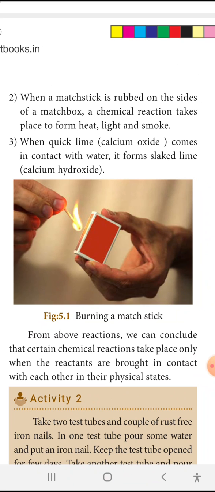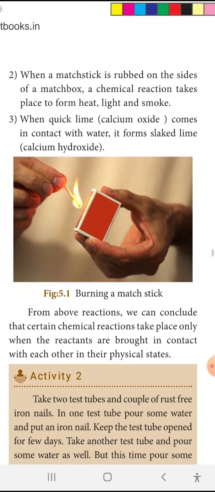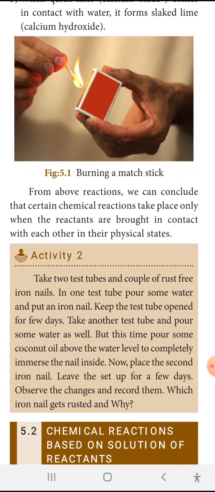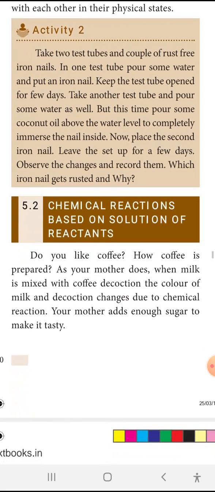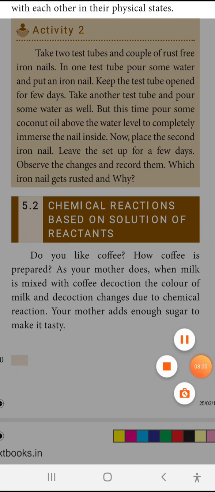When a matchstick is rubbed on the sides of a matchbox, it burns. When quick lime comes in contact with water, it forms slaked lime. From these reactions, we can conclude that certain chemical reactions take place only when the reactants are brought in contact with each other. Then we will see the chemical reactions based on solutions of reactants.